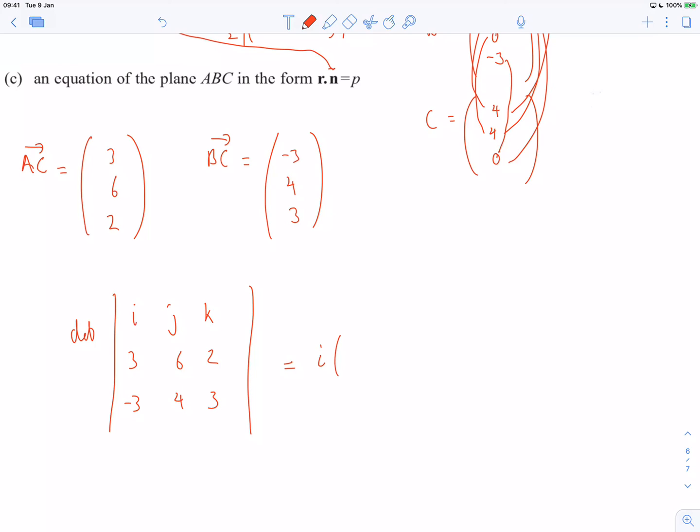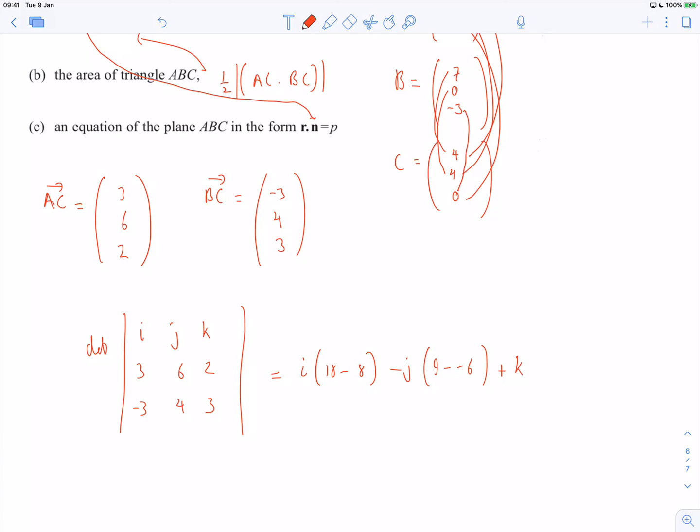So i: 6 times 3 is 18, minus 2 times 4, which is 8, minus j lots of, and then I have 3 times 3, which is 9, minus 3 times 2 is minus 6, there's going to be minus 6 there, then plus k lots of 3 times 4 is 12, minus 6 minus 3 is minus 18.